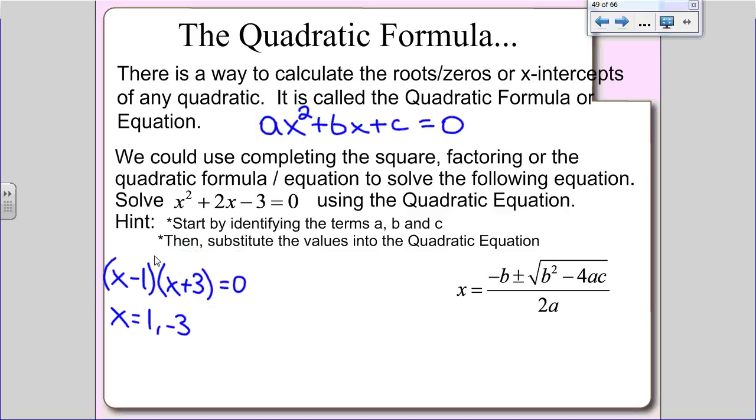The quadratic formula is right here. It will always be given to you. Okay, so you'll always have it on a formula sheet. You do not need to memorize it. It's x equals negative b plus or minus the root of b squared minus 4ac, all divided by 2a.